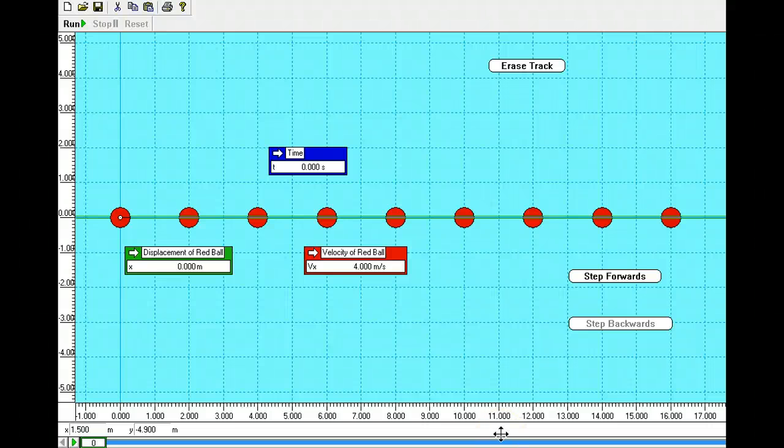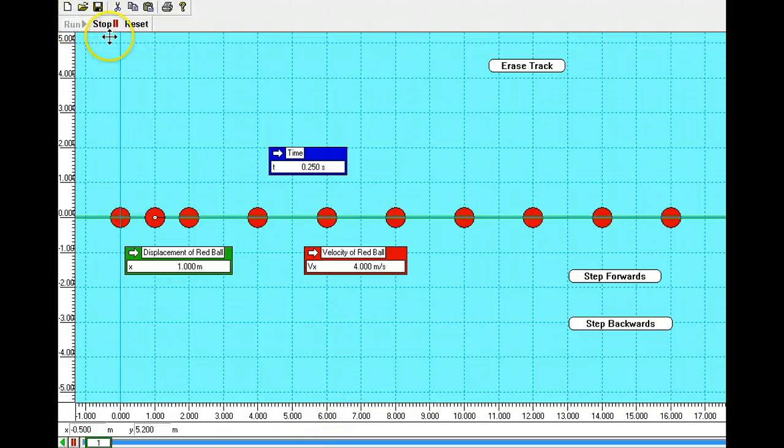Okay, this is a video that goes with the comparing motion graphs and simulations. We're starting to look at velocity time graphs as well as the position time graphs that we've done so far. So the first thing you would want to do is open this up. This is APM, the first of the three simulations.